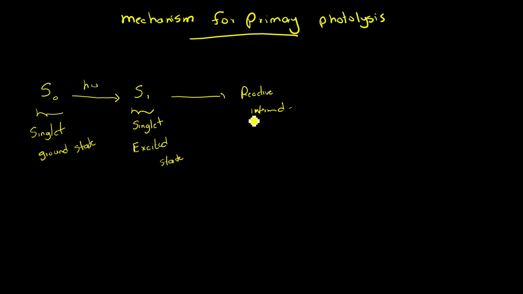Now based on the mechanisms, there can be several reactive intermediates, right? So this is the first reactive intermediate, and there can be a second reactive intermediate, and then the products. How many steps of reactive intermediates are available in a particular reaction will depend on the whole mechanism. So for now, let's assume we have only one reactive intermediate, and this reactive intermediate will result in products.